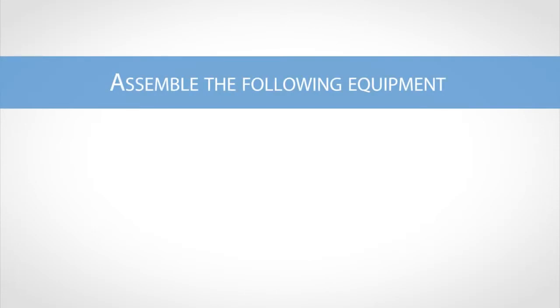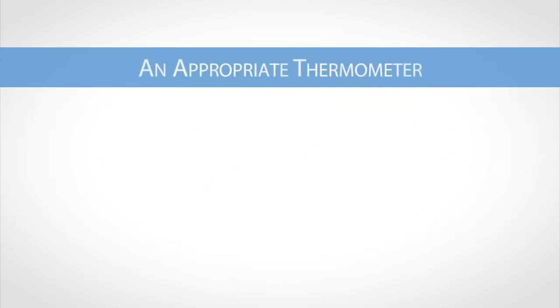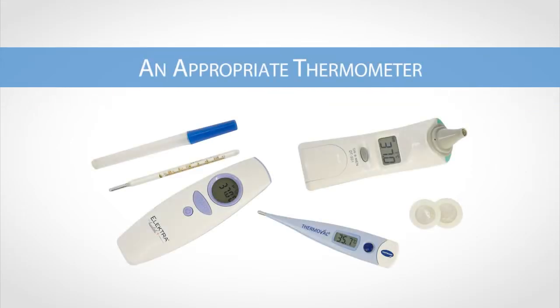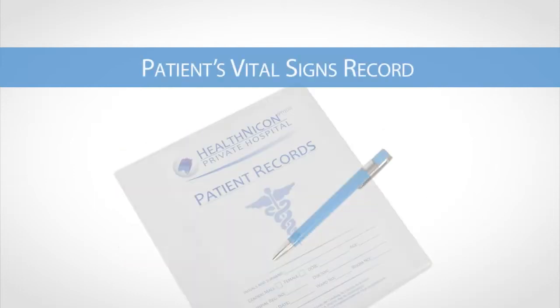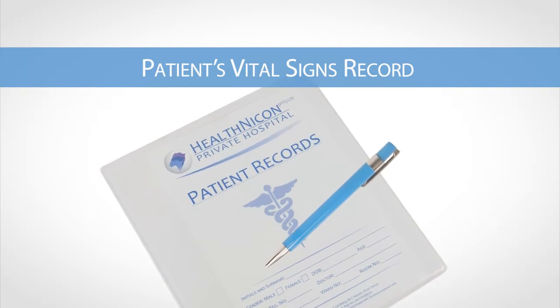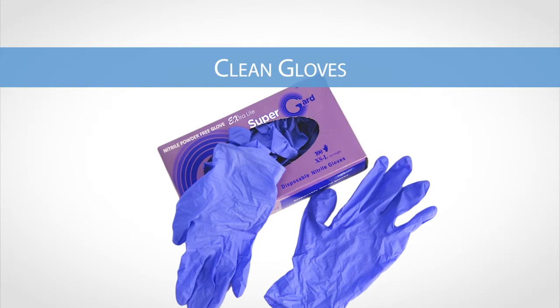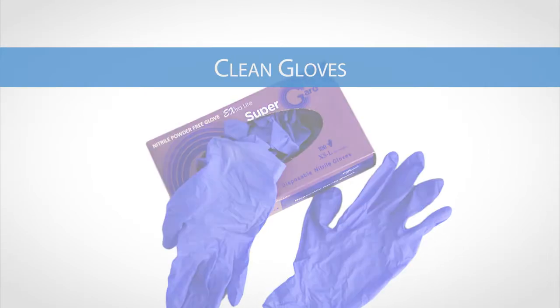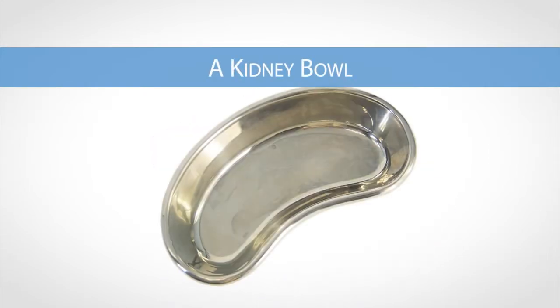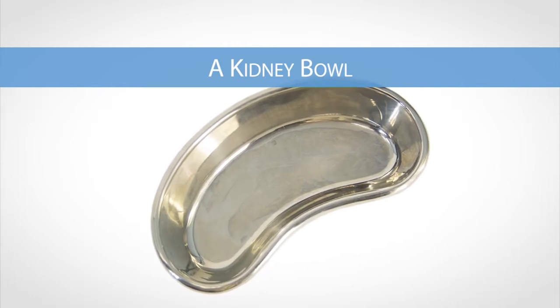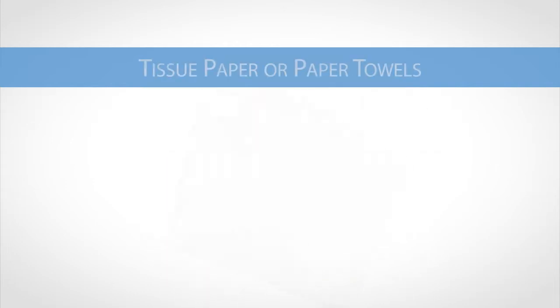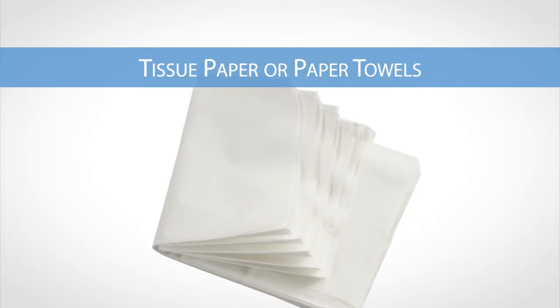Assemble the following equipment before implementing the procedure: an appropriate thermometer, disposable probe covers if required, patient's vital signs record or control chart, clean gloves, a kidney bowl, and tissue paper or paper towels.